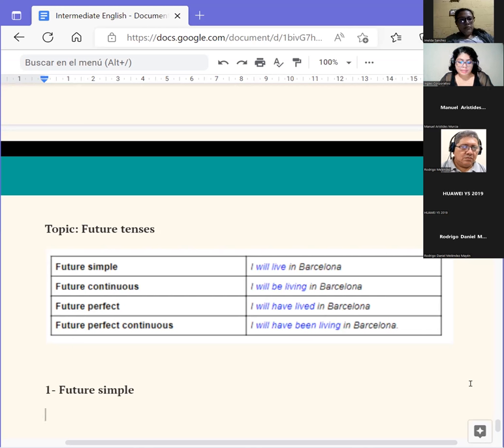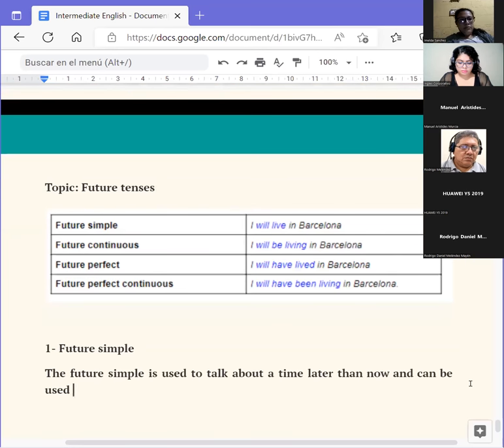And it says, let's start with the basics. The future simple is used to talk about a time later than now and can be used in a lot of different ways.